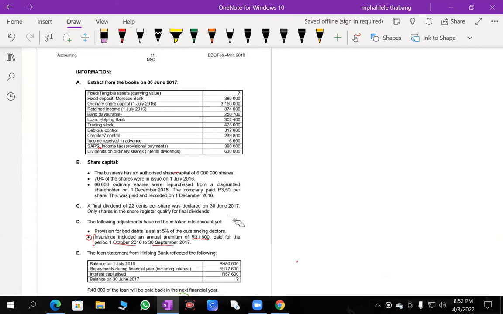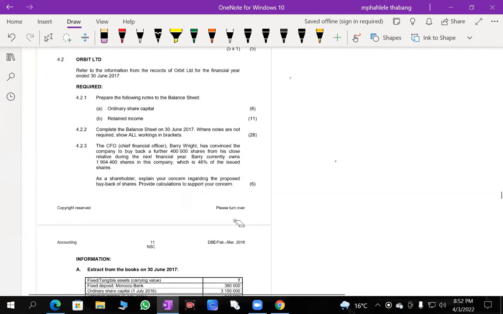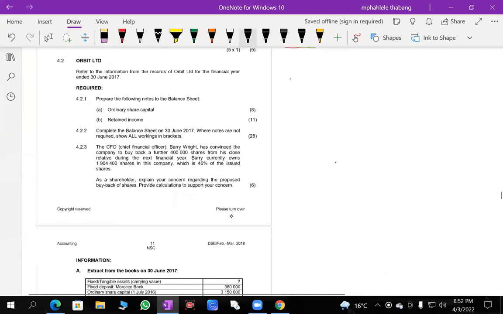It's very important to know the financial year end. The financial year end is 30 June 2017.